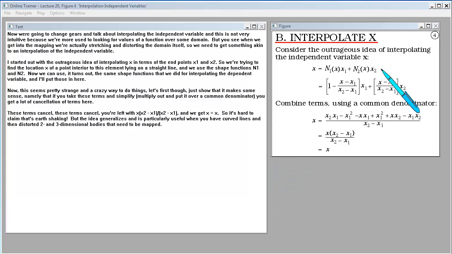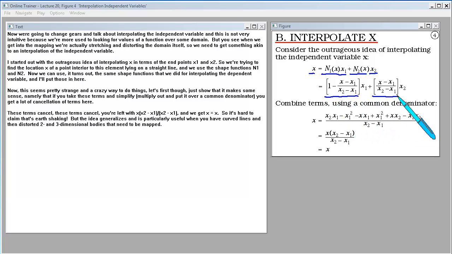I start out with the outrageous idea of interpolating x in terms of the endpoints x1 and x2. So we're trying to find the location x of a point interior to this element lying on a straight line. And we use the shape functions n1 and n2. Now, we can use, it turns out, the same shape functions that we did for interpolating the dependent variable. And I'll put those in here.